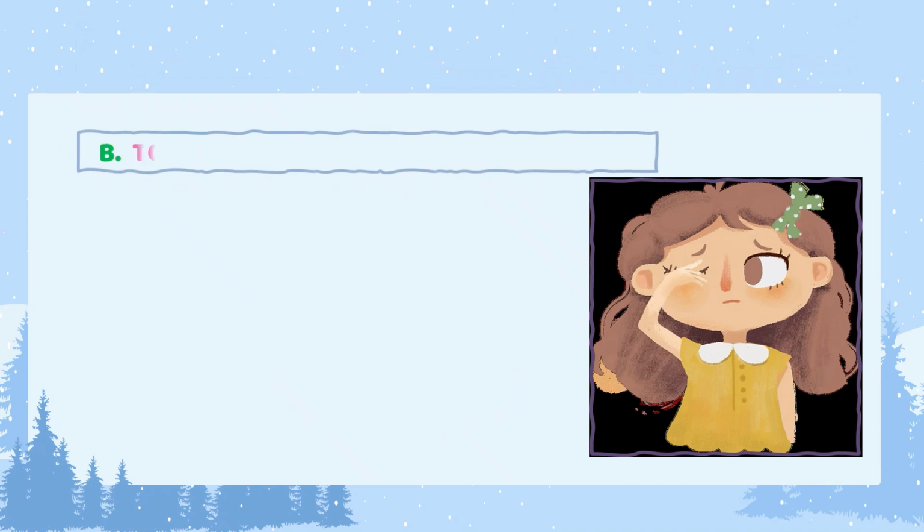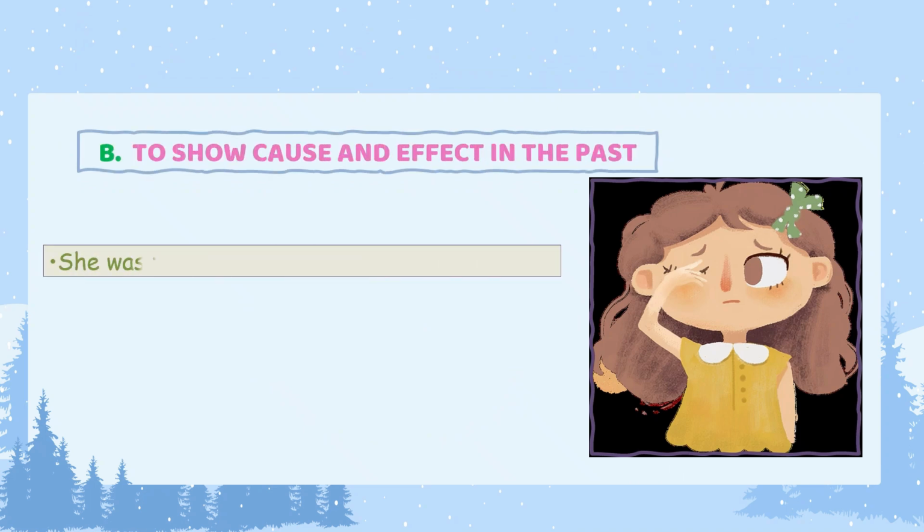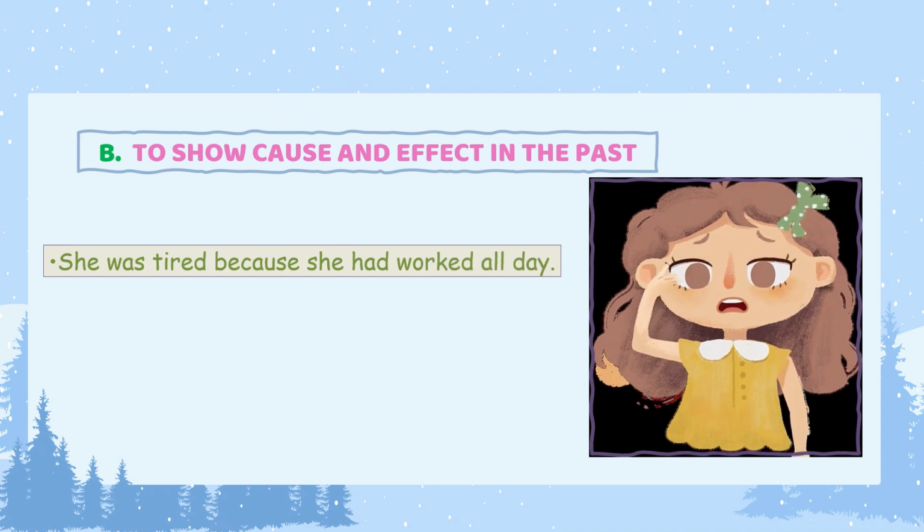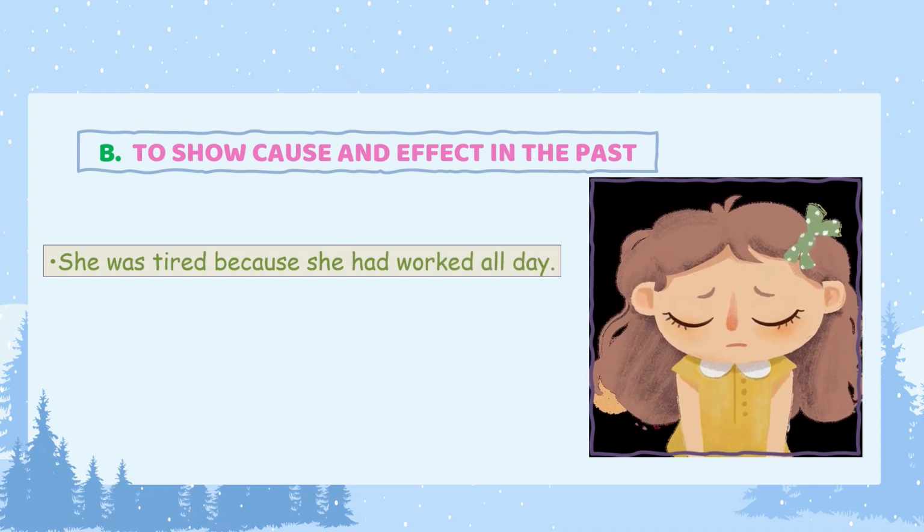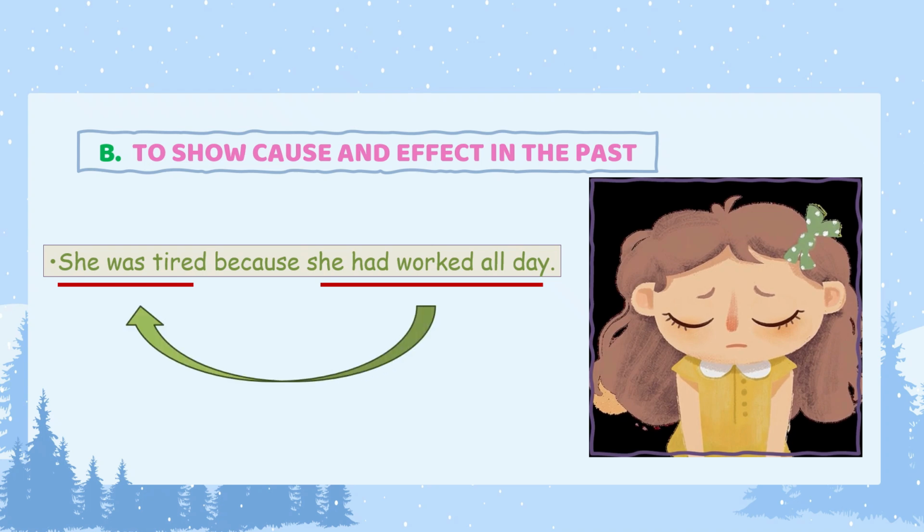To show the cause and effect in the past. For example, she was tired because she had worked all day. In this sentence, the first action is the cause, that she had been working all day, and the second action is its effect, that she became tired.